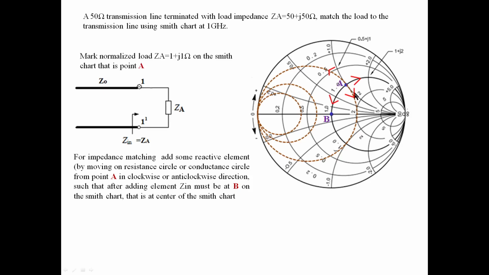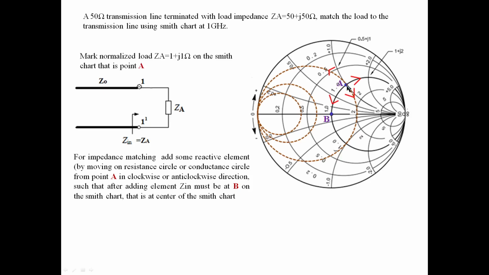So what I did, from the load point I moved over the resistance circle in the anti-clockwise direction, and I stopped here because I reached the center of the Smith chart. That is a matched load. I started here from the initial value and stopped here. Which element did I add now? Some load is there. Because I should reach the center of the Smith chart, if I move only in this direction, that is anti-clockwise, on the resistance circle only, I will reach the center of the Smith chart.